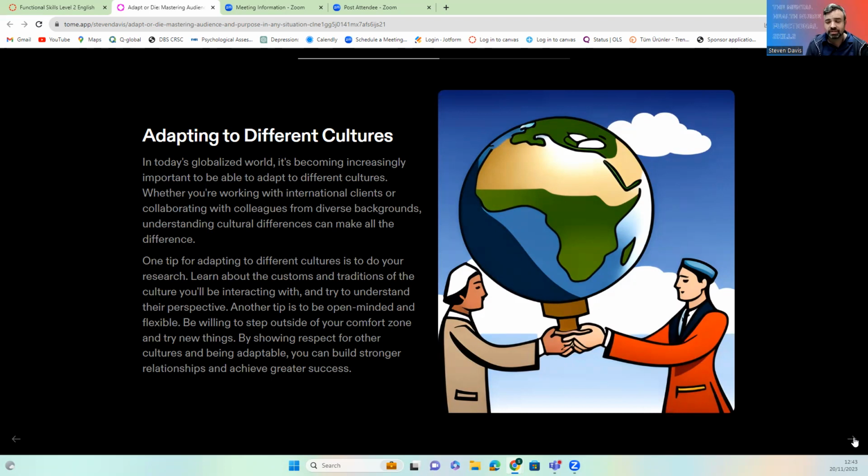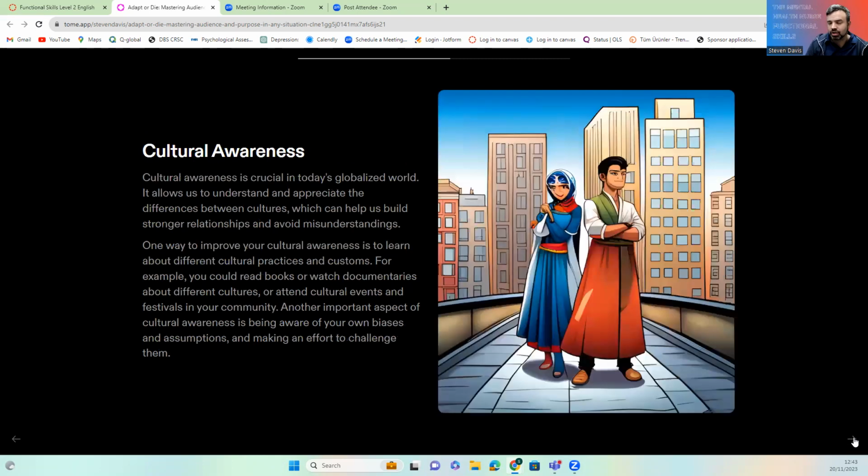Be willing to step outside your comfort zone and try new things. By showing respect for others' cultures, and the ability to be adaptable, you can build stronger relationships to achieve your goals. Again, the same for cultural awareness.